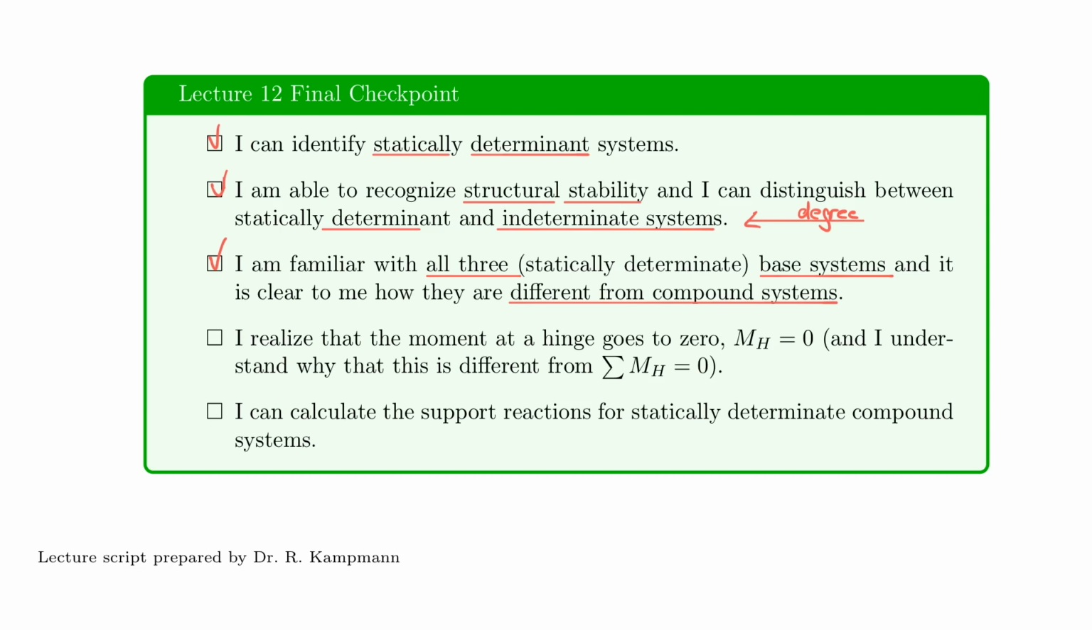Once we recognize these systems, we need to know how to calculate the support reactions in those systems. And of course, we do that by using the hinge and by understanding that the moment there goes to zero. So the moment at the hinge is what really allows us to solve that, because we know that rotation is allowed, and therefore we have an initial condition or a boundary condition. And we definitely understand that this is different from the fact that the sum of the moments is equal to zero, which you sometimes read in books. So please highlight this, that this is really different. And then once you highlighted this and you understand this, please go ahead and check this off.